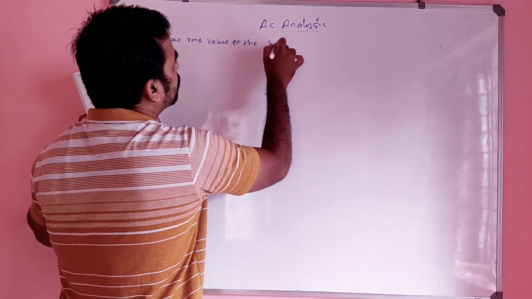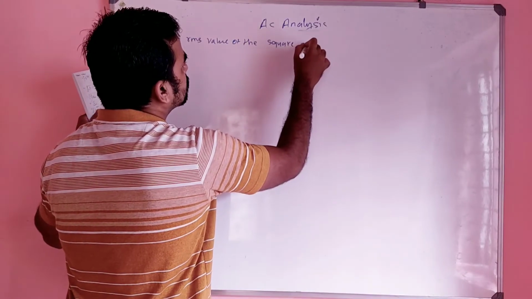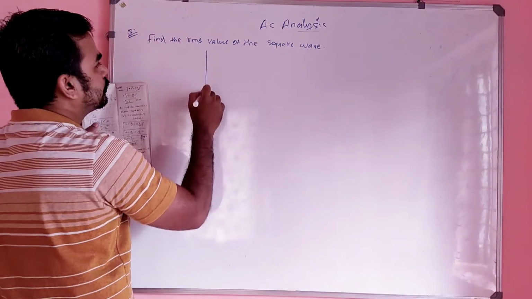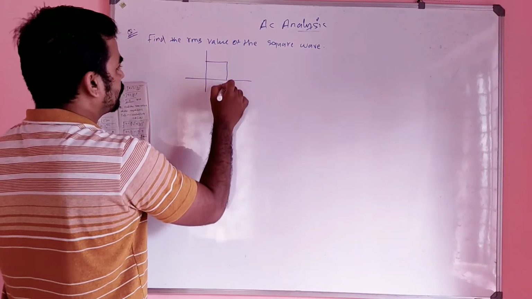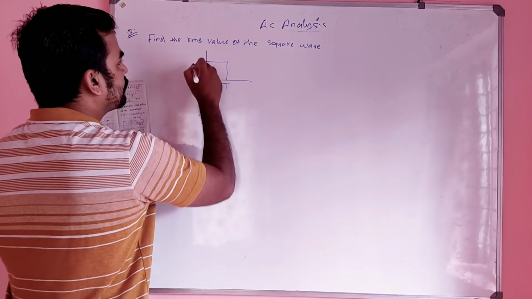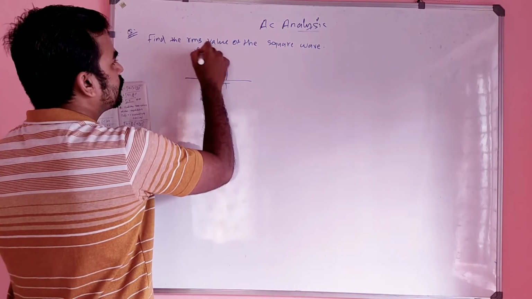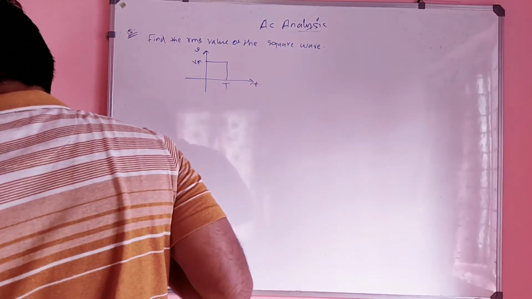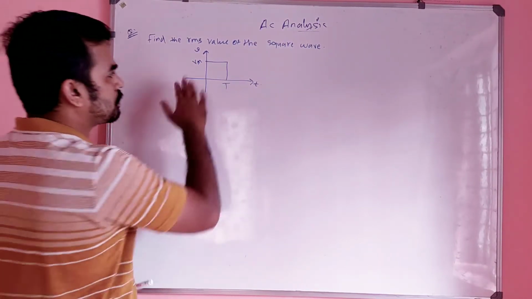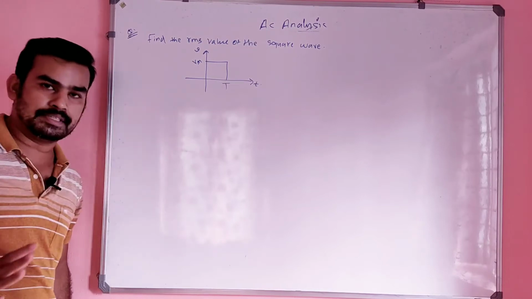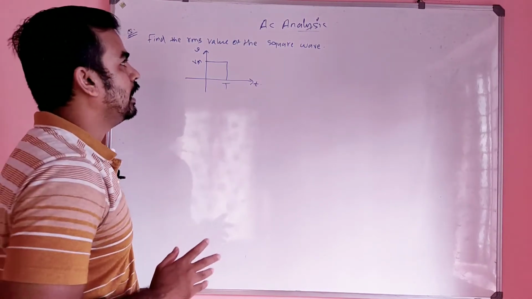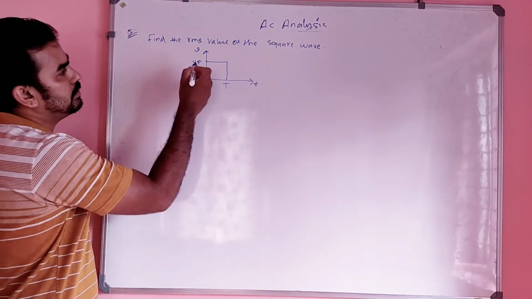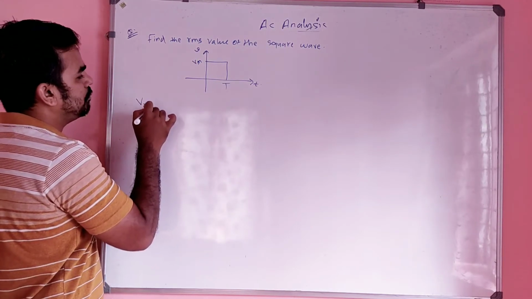Find the RMS value of the square wave. Any square wave like this, you can find the RMS value. How can we find the RMS value? Simply, first of all, you have to write the equation because it is V, so it will be Vrms.